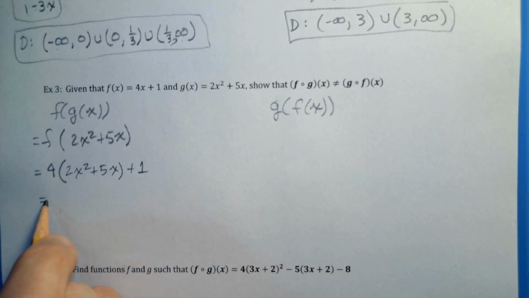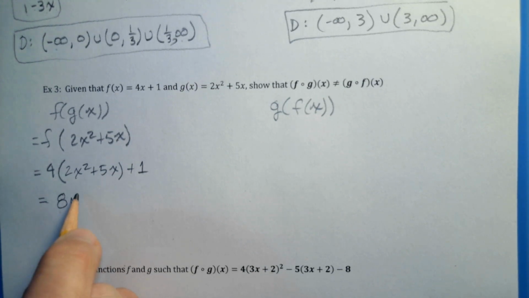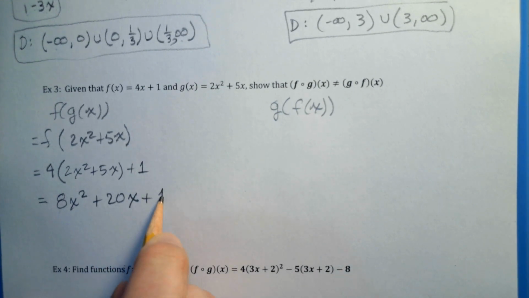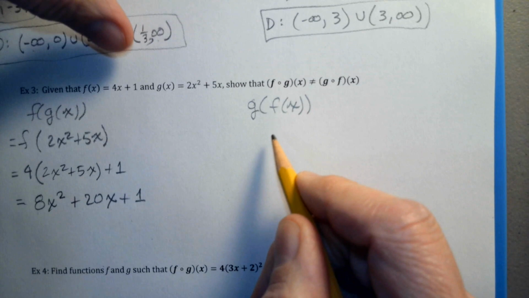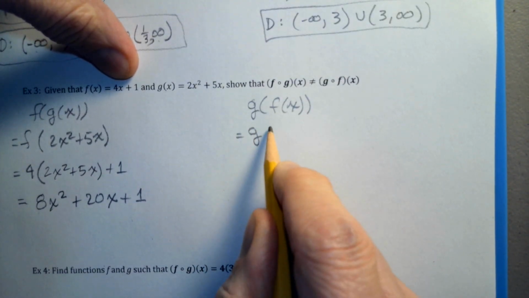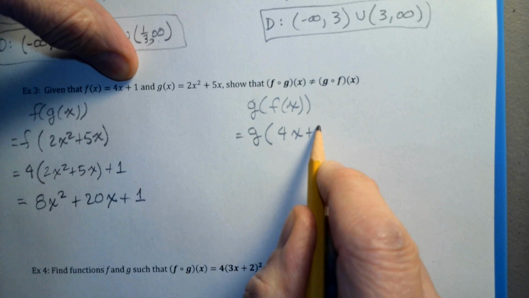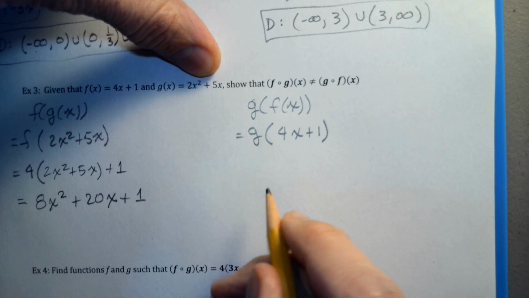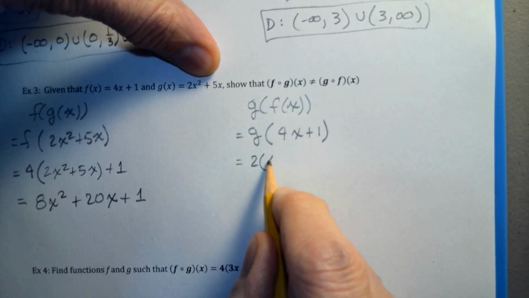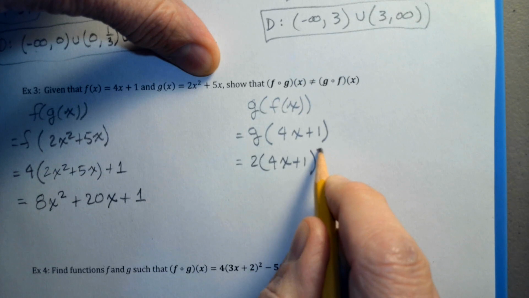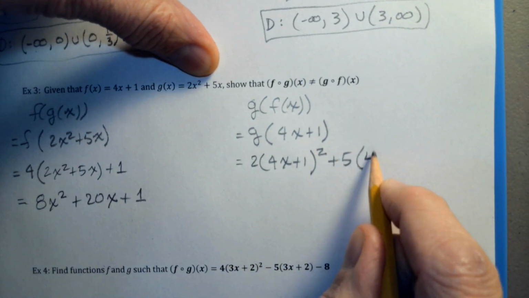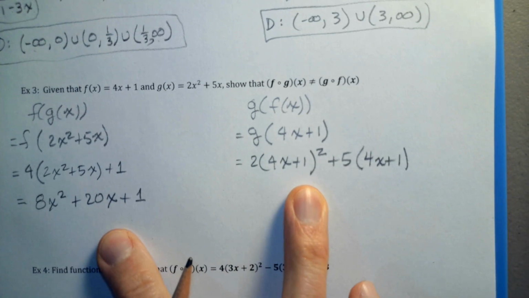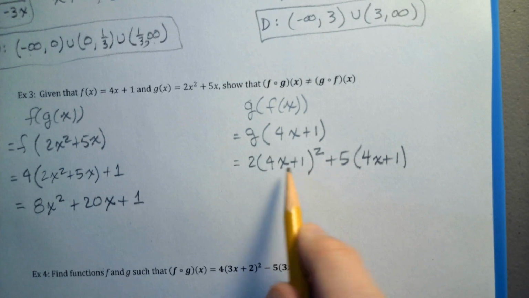And now we plug that into this function, so that's equal to 4 times 2x squared plus 5x plus 1, so 4x plus 1, with the other function plugged into it. And so that's equal to 8x squared plus 20x plus 1. And now let's do the reverse. This is going to be g of 4x plus 1. Now we plug 4x plus 1 into the other function. So 2 times 4x plus 1, quantity squared, plus 5 times 4x plus 1. You can already see these are probably not going to be the same, right? But let's go ahead and keep going. I'm going to FOIL this out.